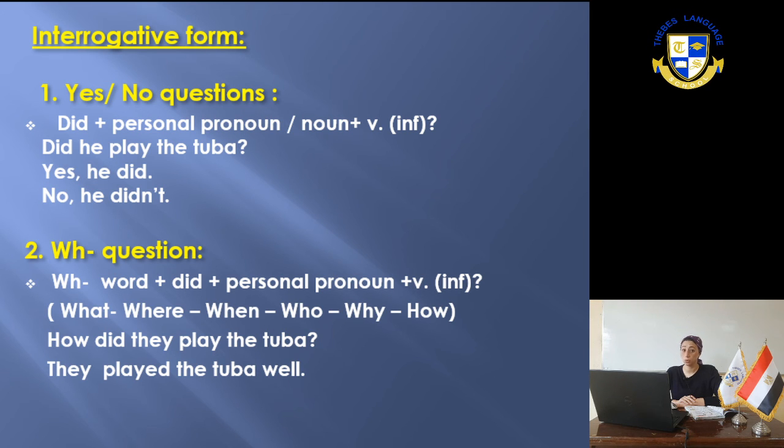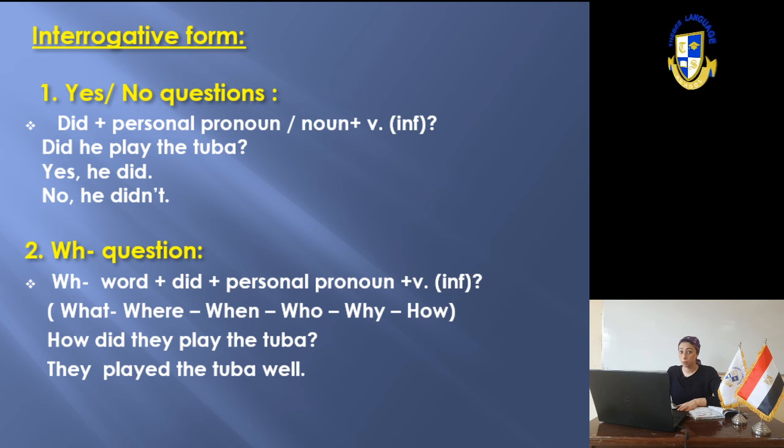What about the WH question? WH question means that you are going to use a WH word for the question, right? Okay, a WH word like what? What? Where? When? Who? Why? And how? Okay, so in this case we are going to use a WH word plus did plus personal pronoun plus verb infinitive. For example, how did they play the tuba? They played the tuba well.